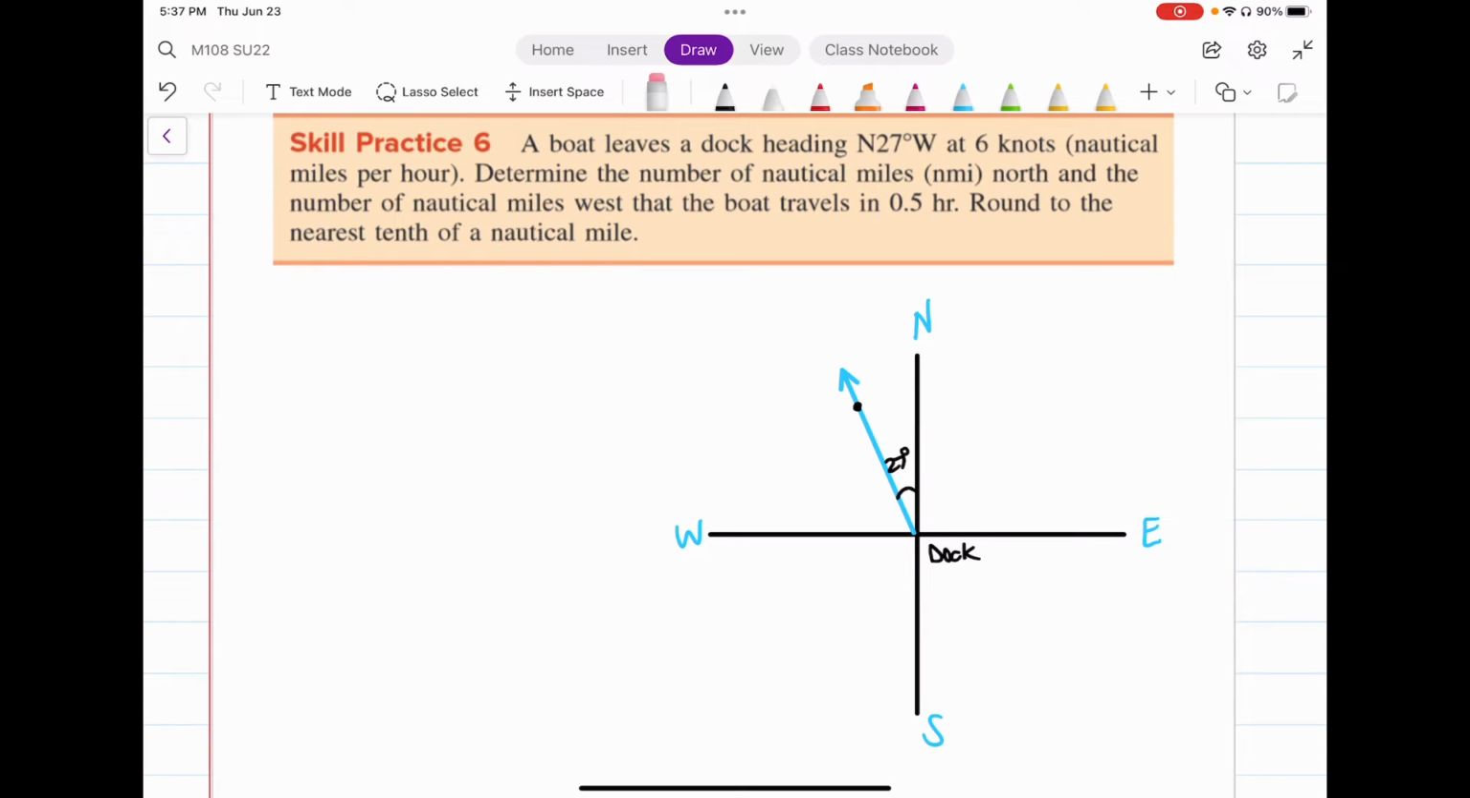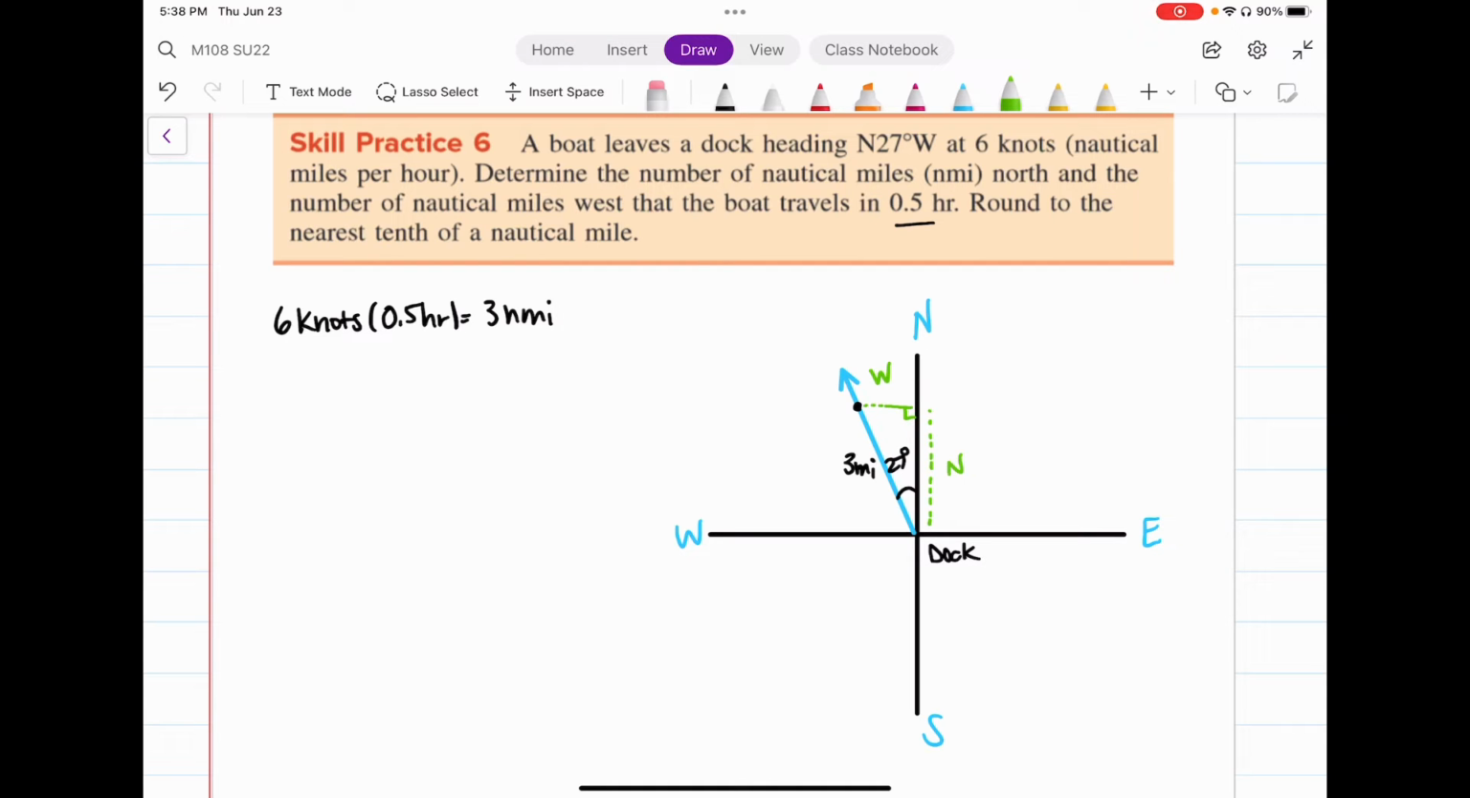Because the boat headed north 27 degrees west, I have an angle measure of 27 degrees from the north-south line. The boat was traveling at 6 knots or 6 nautical miles per hour, but for only half an hour. That means that they've only traveled half of that, which is then 3 nautical miles. The distance of that ray then is 3 nautical miles. I need to figure out how many nautical miles are traveled west and how many nautical miles are traveled north then. So what I want to do is figure out what is the distance here and what is the distance here. That's the distance north. This is the distance west.